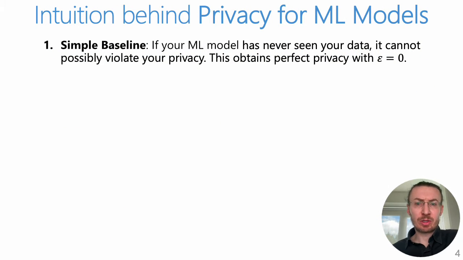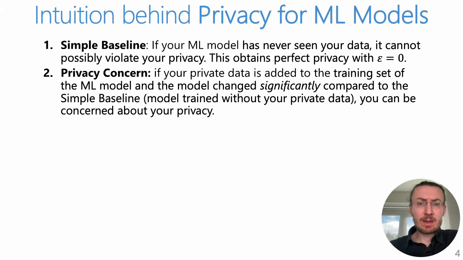Now, what is the intuition behind the privacy for machine learning models? We start from a simple baseline. If your ML model has never seen your data, it cannot possibly violate your privacy. This obtains perfect privacy with epsilon equals 0. What is the privacy concern if your private data is added to the training set of the ML model and the model changed significantly compared to the simple baseline, so the model trained without your private data? You can be concerned about your privacy in this case.